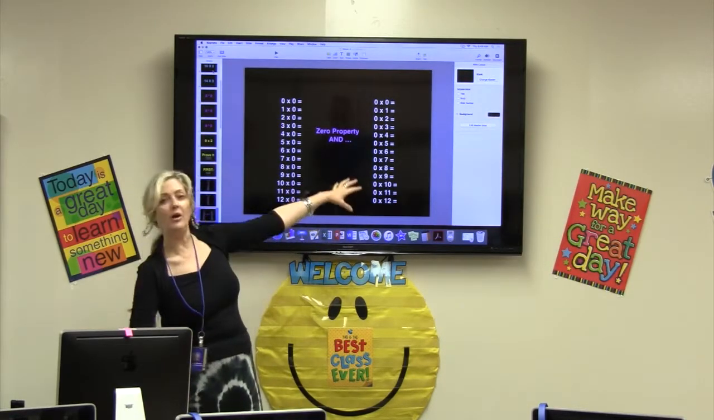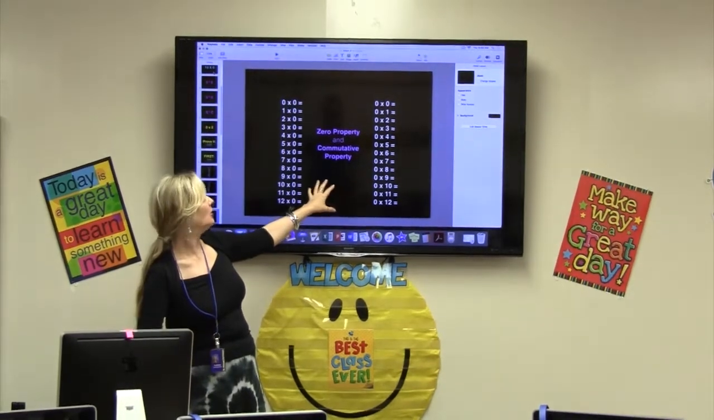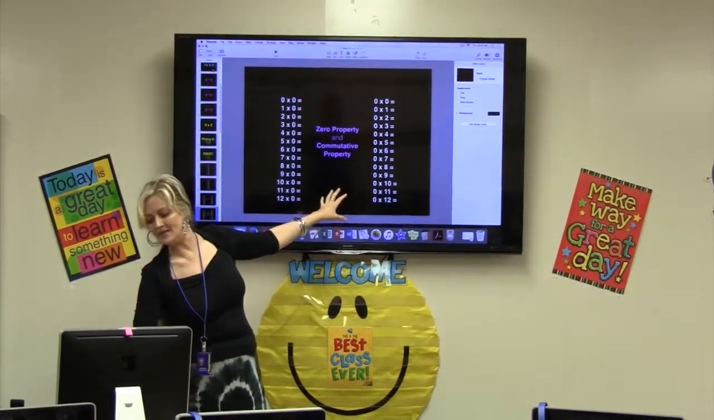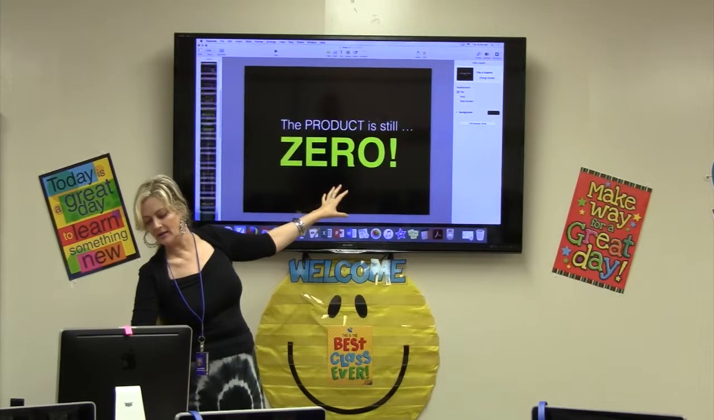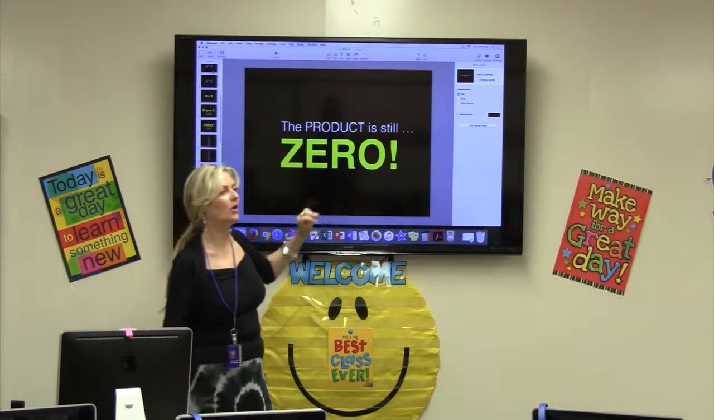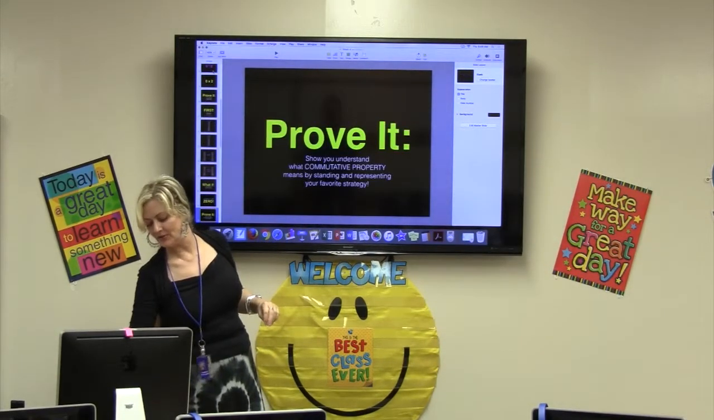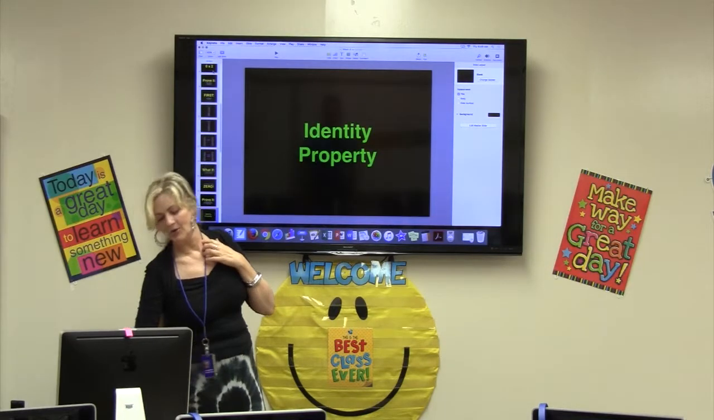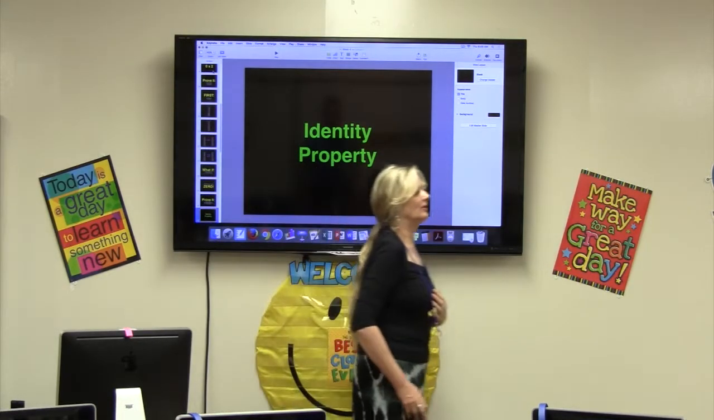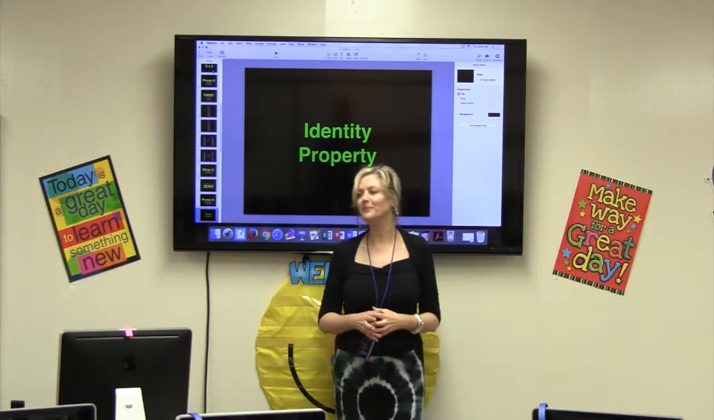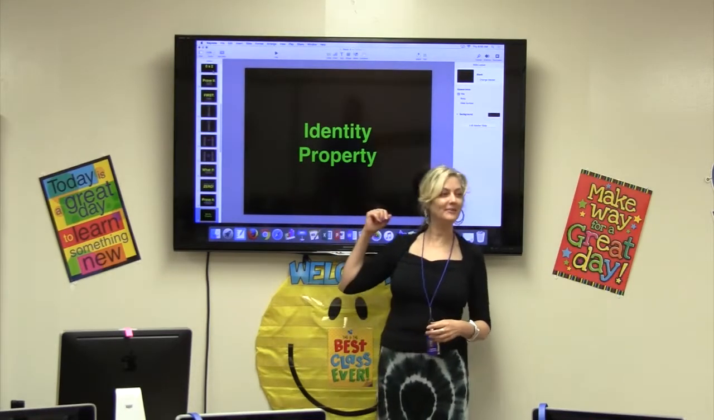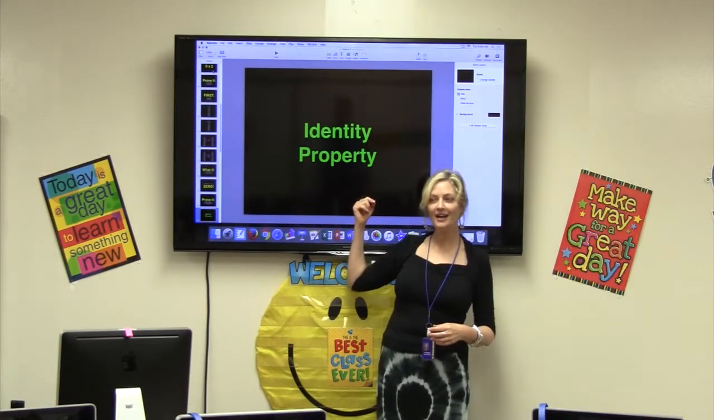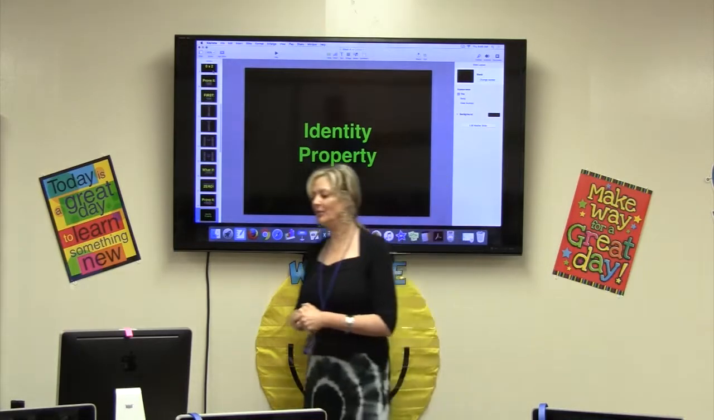So we have zero property and commutative property represented at the same time. Okay. Now, the product is always zero. Now, here comes something else that we worked on. Read this for me. Identity property. Very good, identity property.